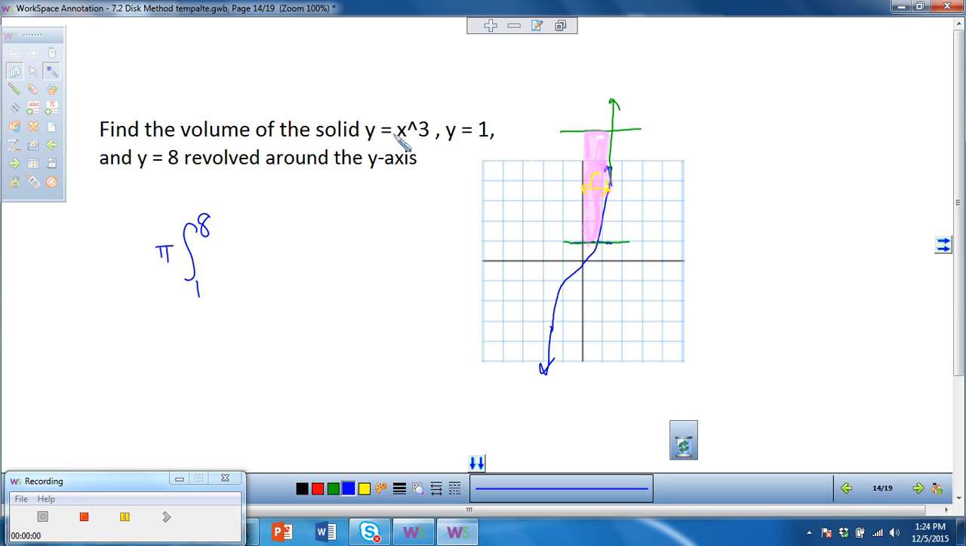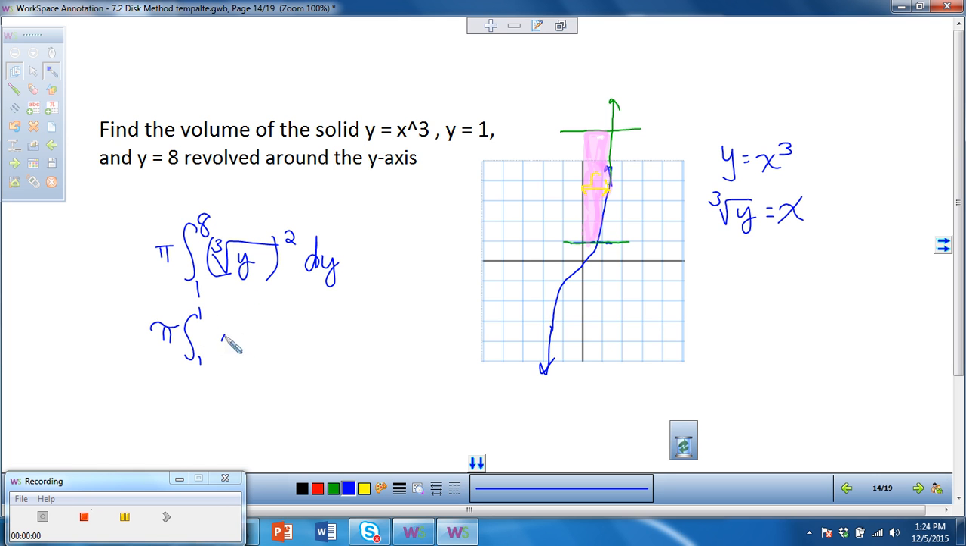This is y equals x cubed. But if I'm going to integrate this about a vertical axis, this has to be in terms of y. So to change this in terms of y, I take the cube root of y, which is equal to x. So this would be the cube root of y, squared. If it's a vertical axis, we have to do it in terms of y, so we have dy. I can't use symmetry, so it's pi times the integral from 1 to 8, and this becomes y to the 2/3.